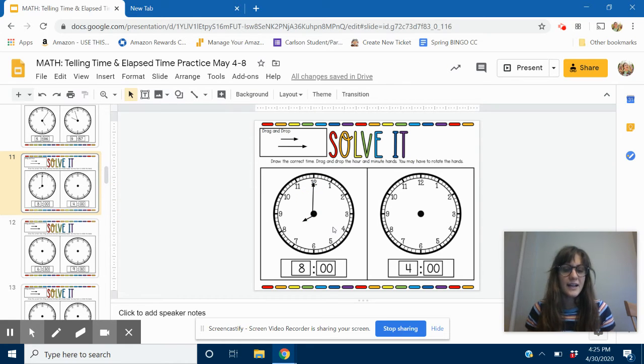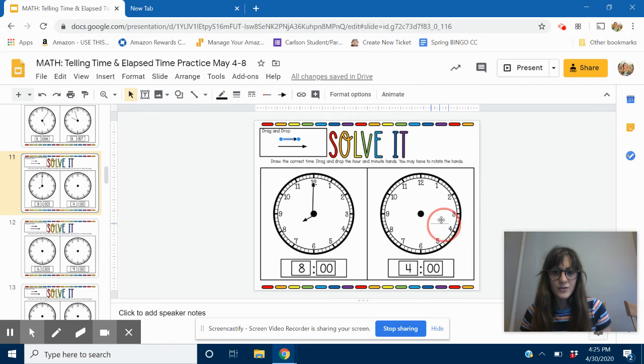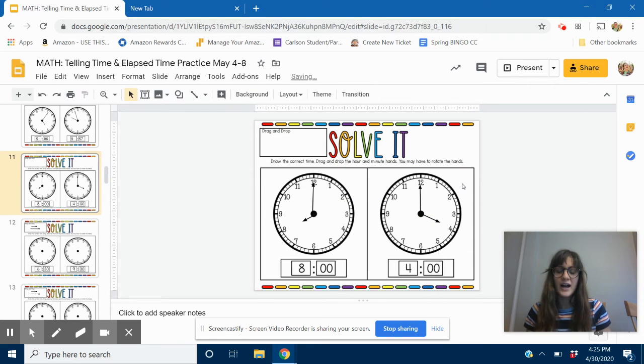All righty, and let's look at this next one, 4 o'clock. Well, I know that this is going to be pointing directly to the 4, so I'm going to go ahead and bring that over there, this hour hand, and then I'm going to point that minute hand right up to the 12. And I need to move it over just a little bit. Don't worry too much about getting it perfect. It's okay. I can tell if you guys are trying, so don't worry. All right, let's do this next one.